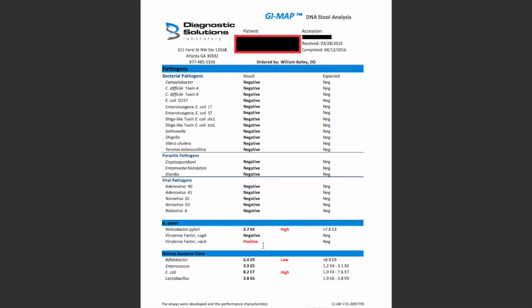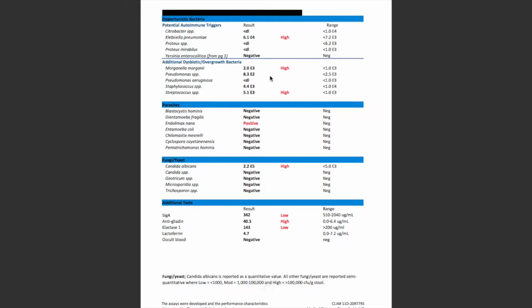This test also looks at normal flora. In this case, they're low. It looks at dysbiotic flora and opportunistic flora that are basically types of bacteria that will overgrow when the good bacteria is depressed, as well as some of these are tied to autoimmune type triggers. They can trigger autoimmunity in certain people with certain biochemistry. We've also found a parasite here. Again, that's fairly common to find whenever there is high levels of eosinophils on the blood chemistry panel. And then we've got some yeast overgrowth. So overall, this person has a lot of dysbiosis going on.